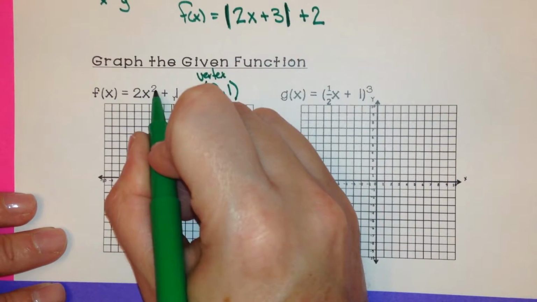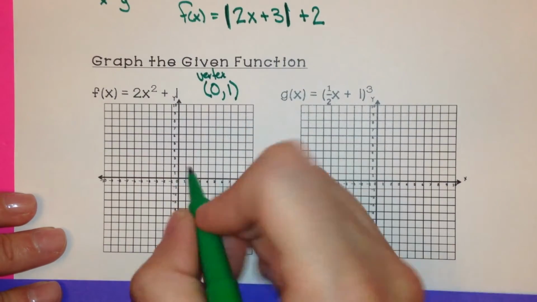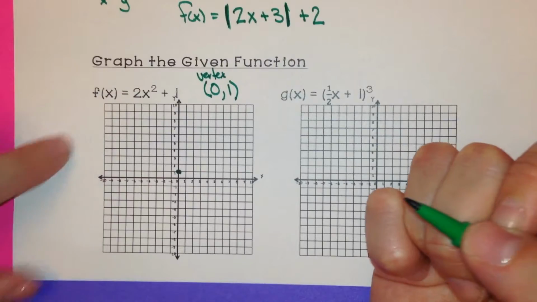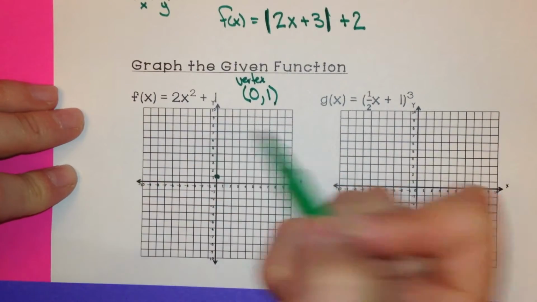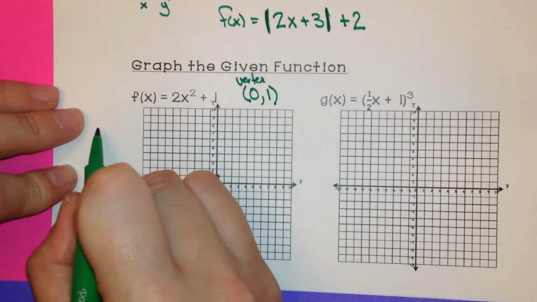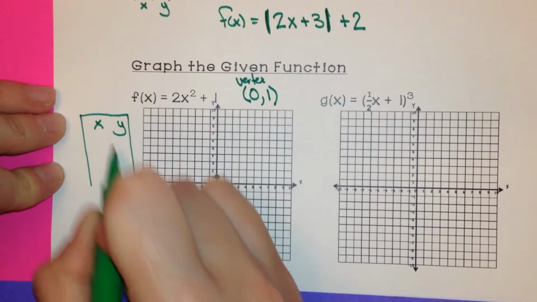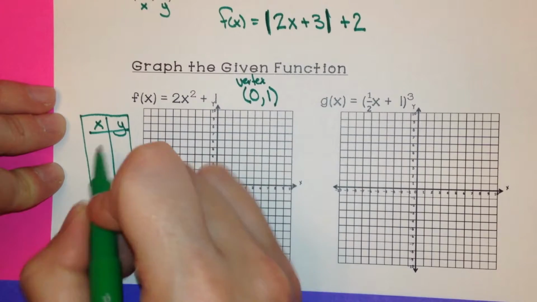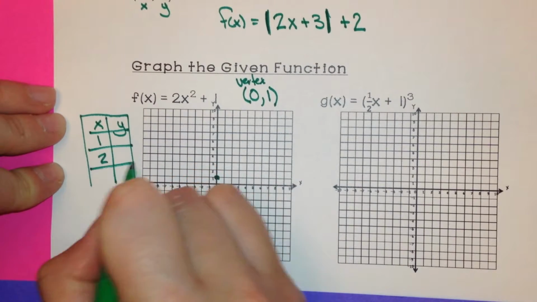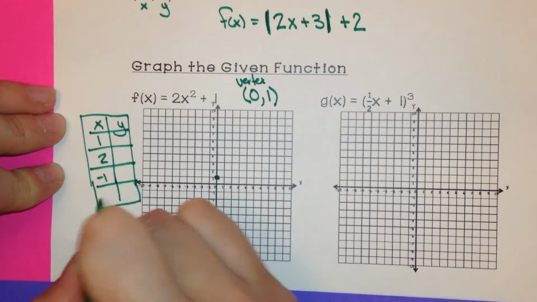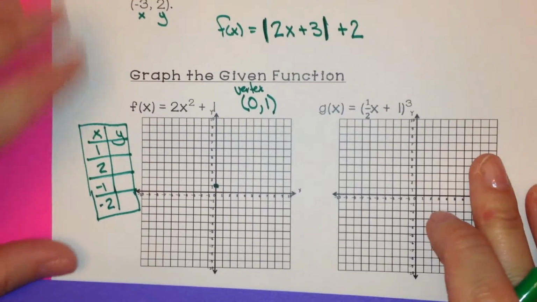So remember this is a quadratic, U-shaped. So it's at 0, 1. And I can just plug in some points. So I found the vertex. I need to figure out a couple of points to the left and right. So I can do 1, 2, -1, and -2.